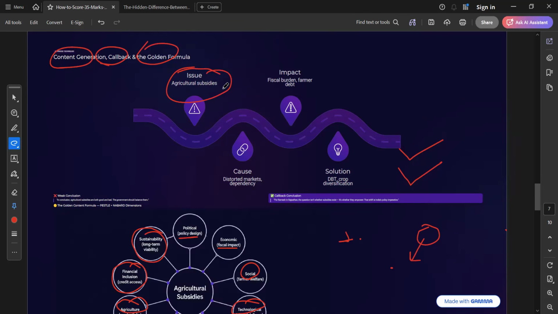So let's come back to the issue topic. The issue is the agriculture subsidy. What is the cost? It is distorted markets, dependency, etc. Impact: fiscal burden, farmer debt, and the solution is DBT.